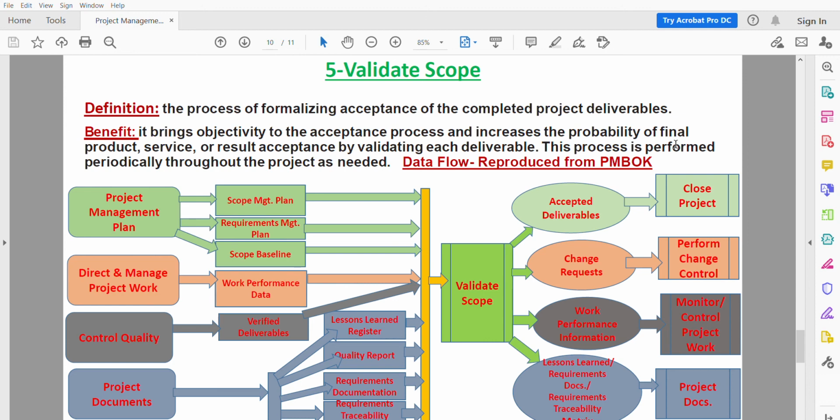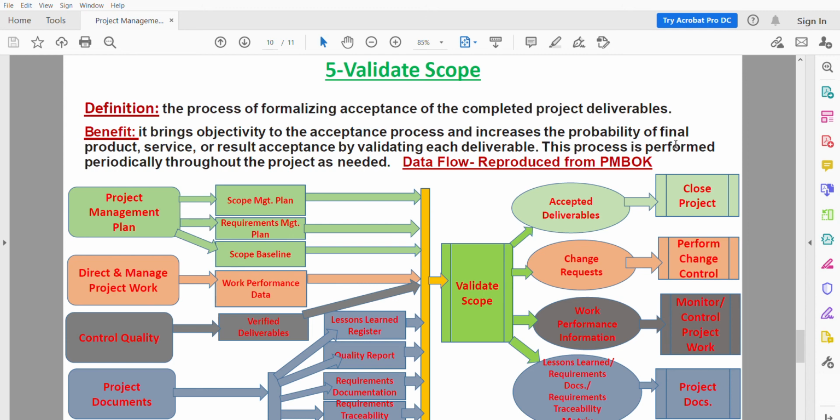So I'm going to talk about some of these outputs. The accepted deliverables that meet the acceptance criteria are formally signed off and approved by the customer or sponsor. So make sure that your sponsor and customer sign off on these accepted deliverables, and keep this in your documentation database.